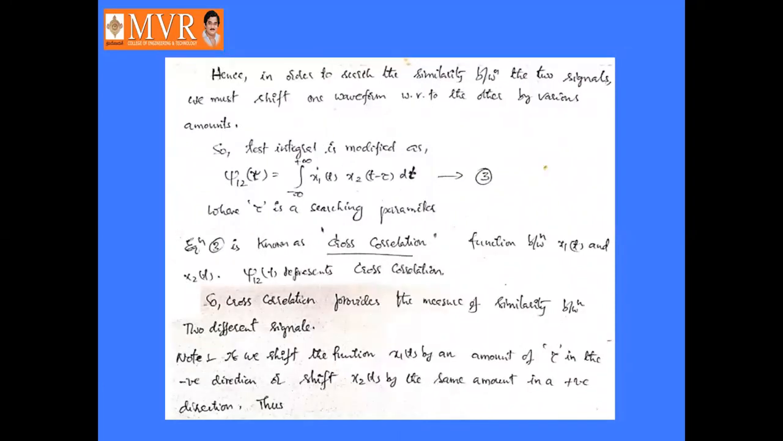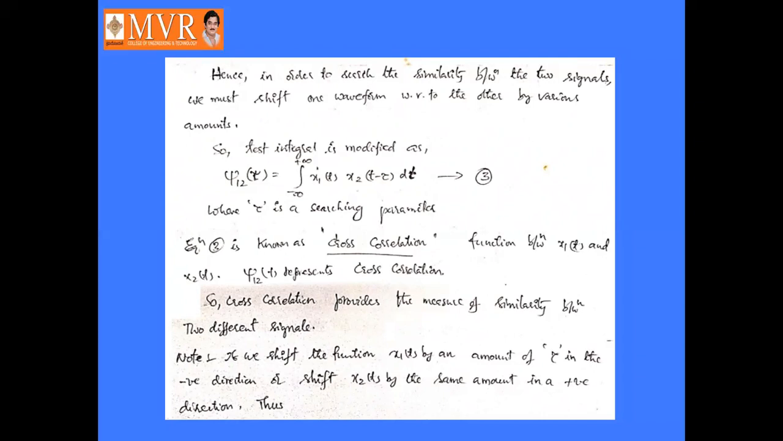Hence, in order to search for similarity between the two signals, we must shift one waveform with respect to the other waveform by various amounts. So the test integral is modified as J12 of tau, which is the test integral. J12 of tau is equal to integral minus infinity to infinity x1 of t, x2 of t minus tau dt. Let it be considered as equation number 3. So the test integral is modified like this, where tau is a searching parameter. Tau is called the searching parameter.